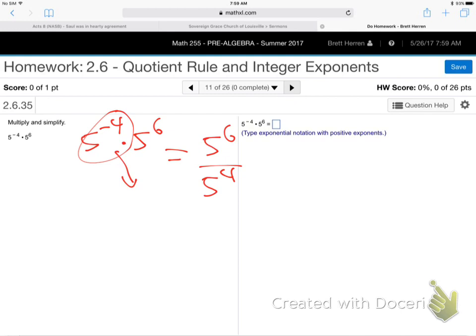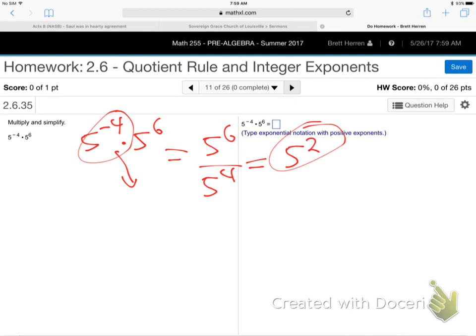Now we can do one more step. So far so good, though, right? Negative power jumps to the bottom, becomes positive. Now what can we do from here? We can subtract those powers, right? And the answer ends up where the bigger one is on the top, 5 squared. And sometimes they want you to make that 25. Sometimes they just want you to leave it.